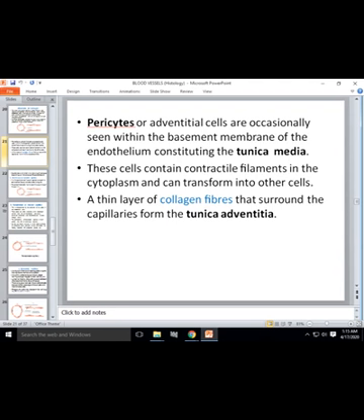Pericytes or adventitial cells are occasionally seen within the basement membrane of the endothelium, and it constitutes the tunica media of the capillaries. These cells contain contractile filaments in the cytoplasm and can transform into other cells. A thin layer of collagen fibers surrounds the capillaries, and it forms tunica adventitia.